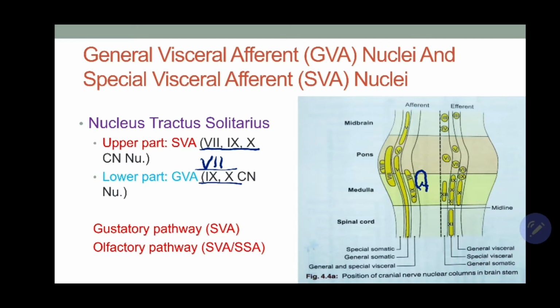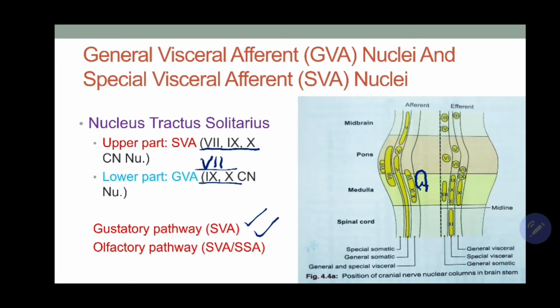And remember, it's the only nucleus in the entire functional column, right? Then there is another special sensation that is called gustatory. I have already discussed this. Gustatory is a special visceral afferent sensation, but olfactory sensation is also a subject of debate. It's a controversial type of sensation.